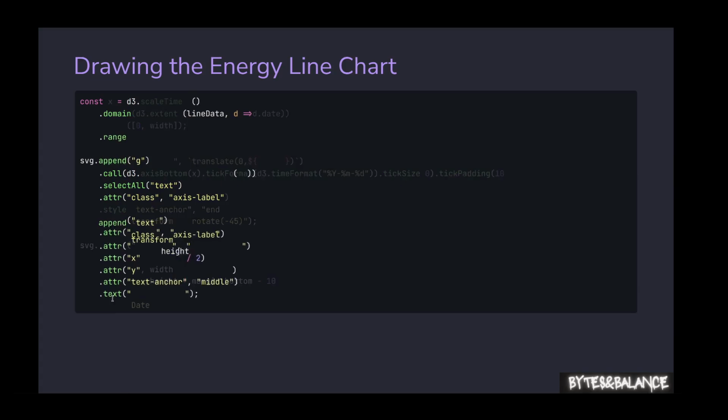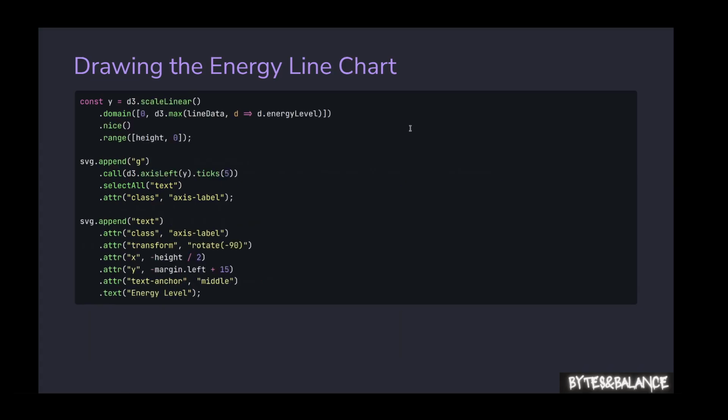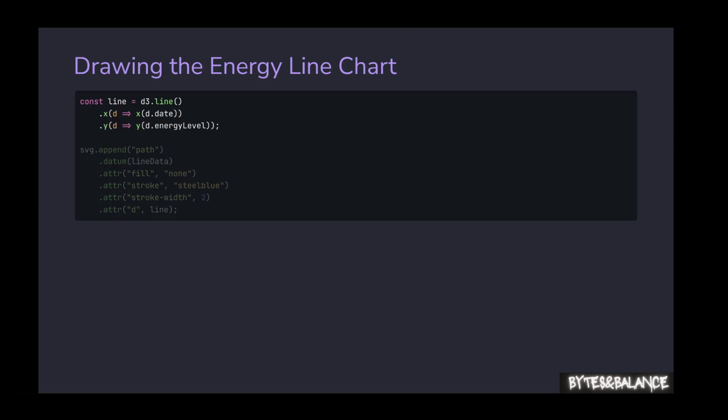And next one is the Y-axis. The Y-axis is created again using scaleLinear to map energy levels to the vertical axis. The Y-axis is appended to the SVG with labels indicating the energy levels. And then we have the line itself. This is how we create the line. The line itself is drawn using D3's line function, which takes the data and maps it to the SVG coordinates.